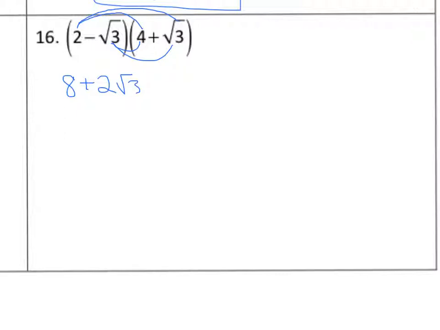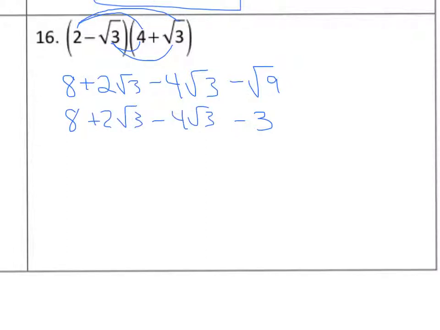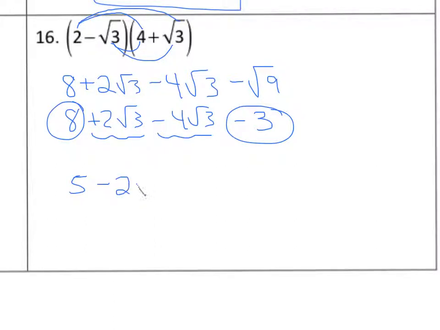And then negative radical 3 times 4 gives me negative 4 radical 3. And then negative radical 3 times positive radical 3 gives me negative radical 9. Now the square root of 9 is a perfect square, so that's just going to be minus 3. I'm going to bring down my other terms. And I check to see what can be combined. I can add the 8 and the negative 3. And I can combine 2 radical 3 minus 4 radical 3. So we get 5 minus 2 radical 3.